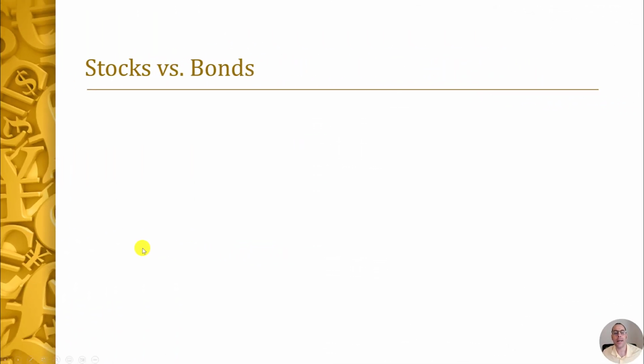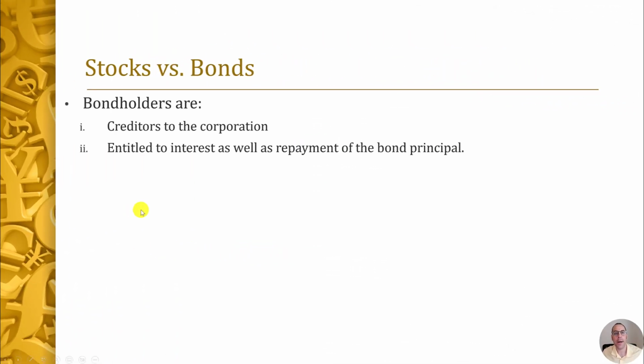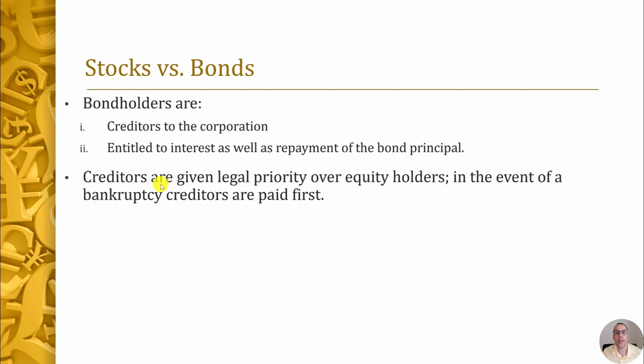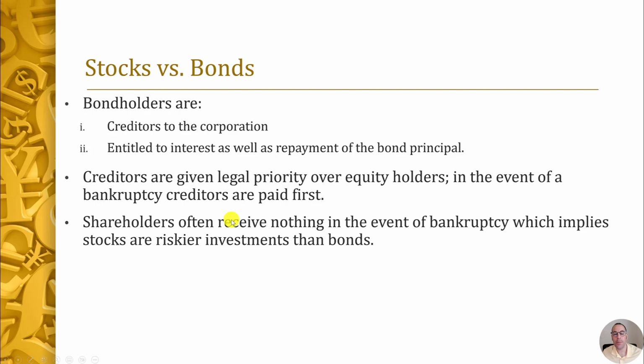So let's talk about stocks versus bonds. Bondholders are creditors to the corporation. They're entitled to interest as well as repayment of the original bond principal. So creditors have legal priority over equity holders. So in the event of bankruptcy, they're paid first. And when a company goes bankrupt, stockholders generally receive nothing, which implies they're much more risky than bonds.